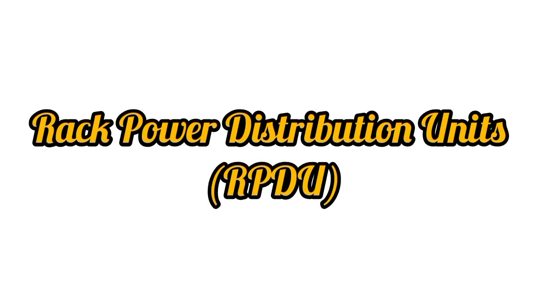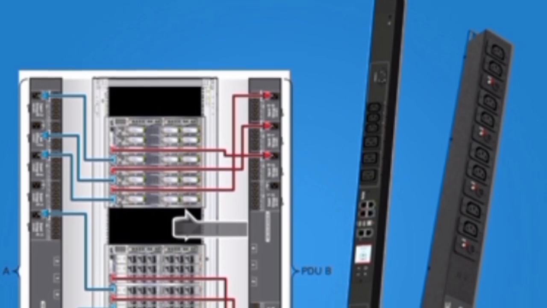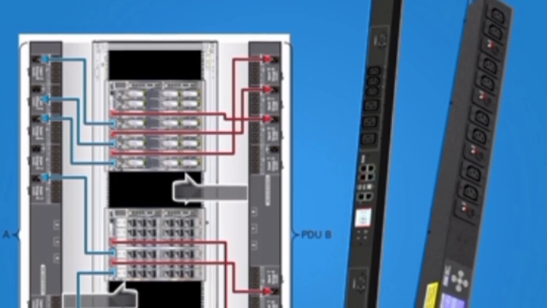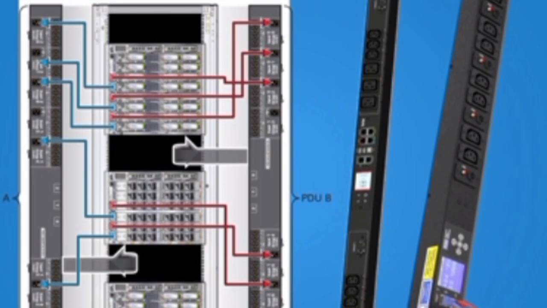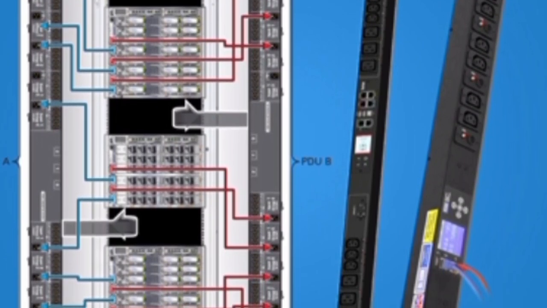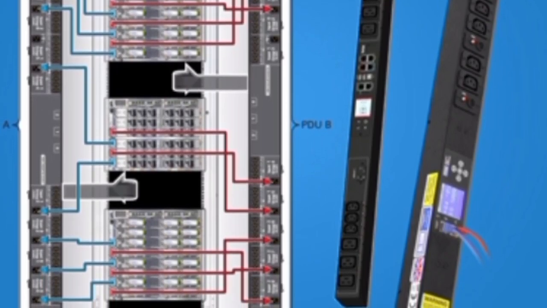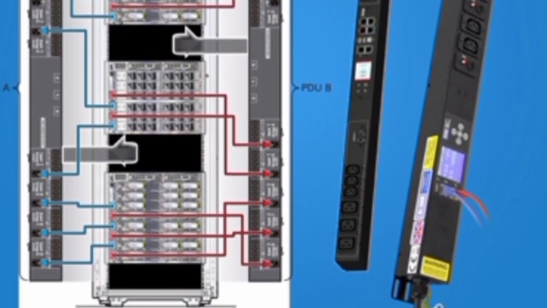Rack Power Distribution Units, RPDU. Rack PDUs are mounted directly inside server cabinets. They distribute electricity to individual servers and network devices. Modern intelligent RPDUs provide per-outlet monitoring, remote switching capability, load balancing data, and real-time power consumption metrics. This is the final stage of electrical distribution before energy reaches IT equipment.